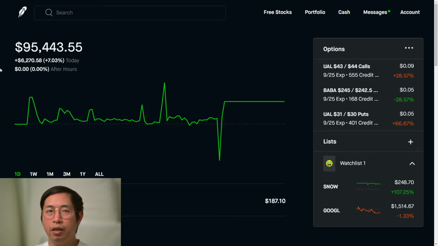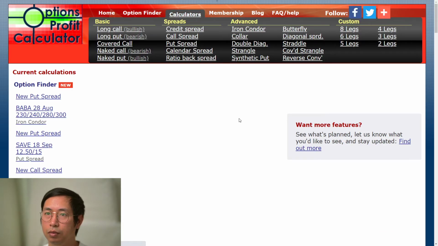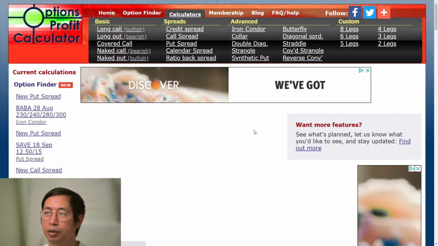A useful website that I use when calculating put credit spreads is optionsprofitcalculator.com. This is optionsprofitcalculator.com, and as you can see, you can put in different graphs, different charts. So if we go here to spreads, credit spread, click on credit spread. Sometimes it takes a while, or I have to click it again.